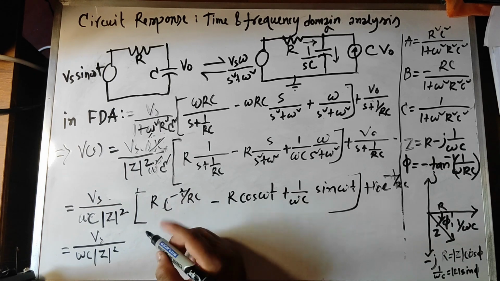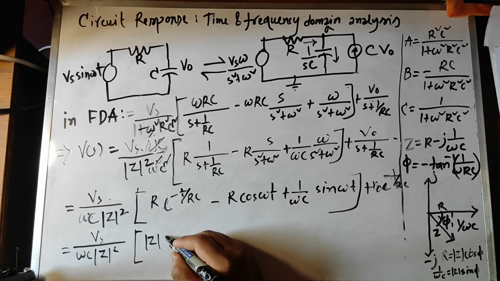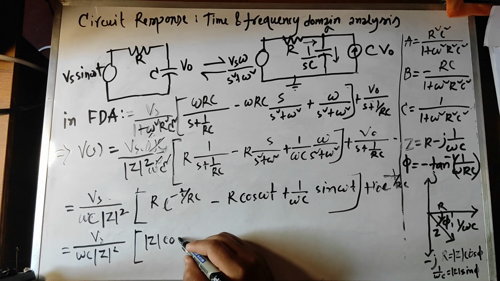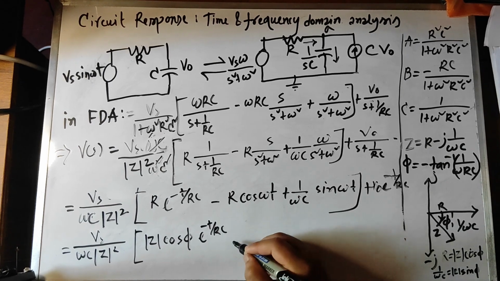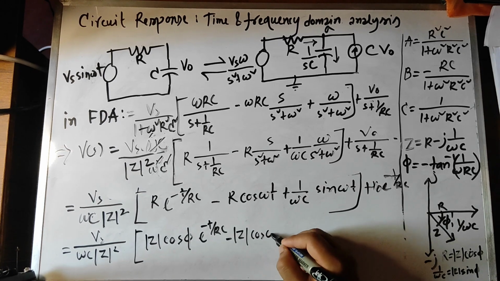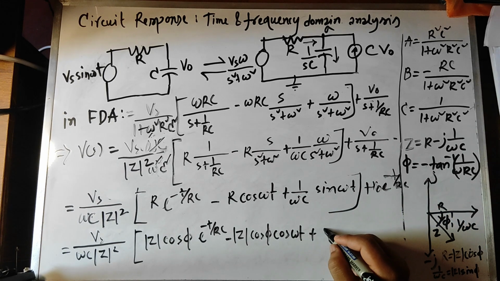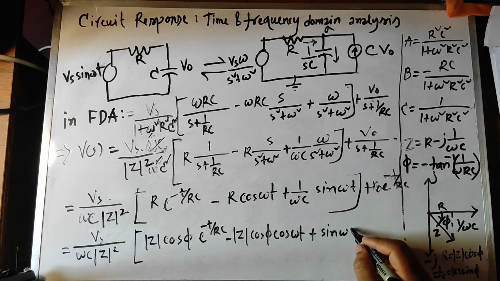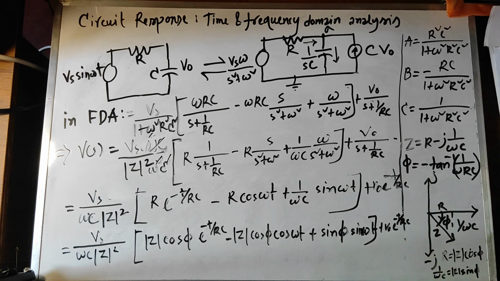So r is z magnitude cos phi, and e to the power minus t by rc minus z cos phi cos omega t plus, this is sin omega, sorry, sin phi sin omega t, plus vo e to the power minus t by rc.